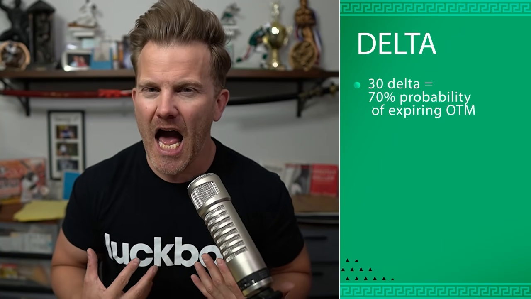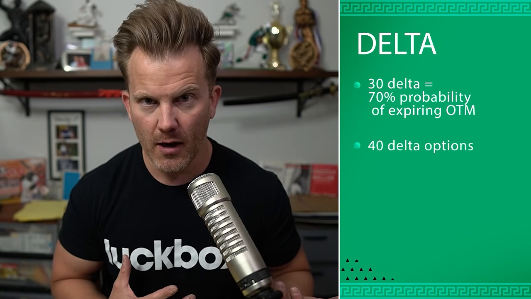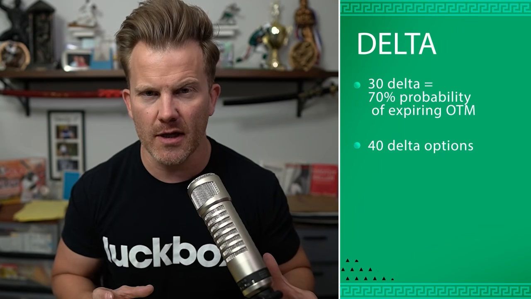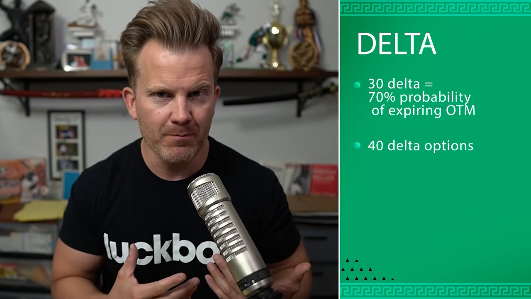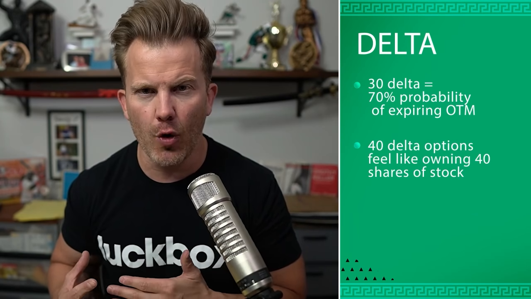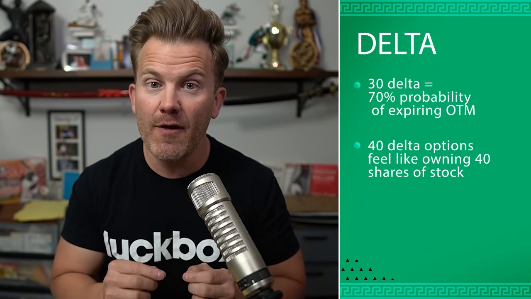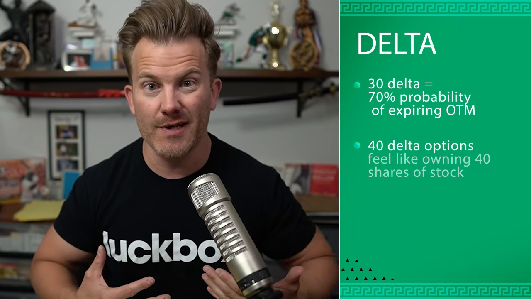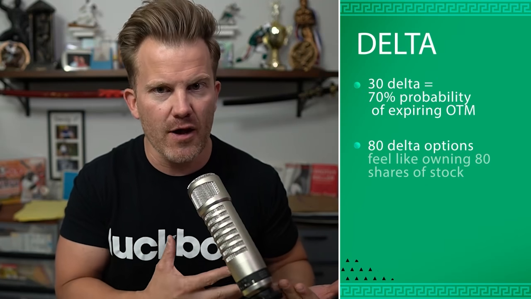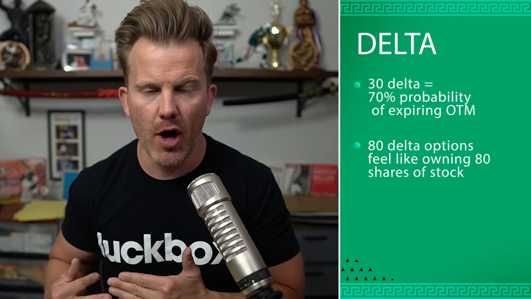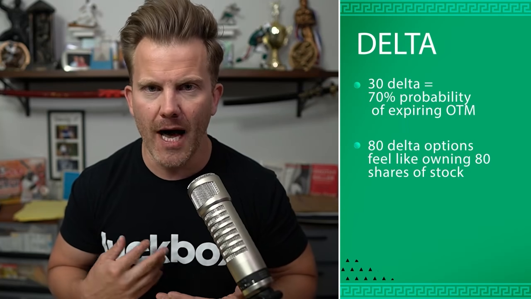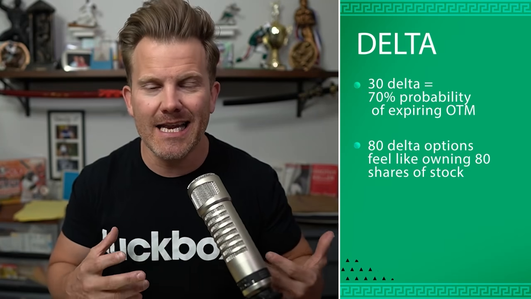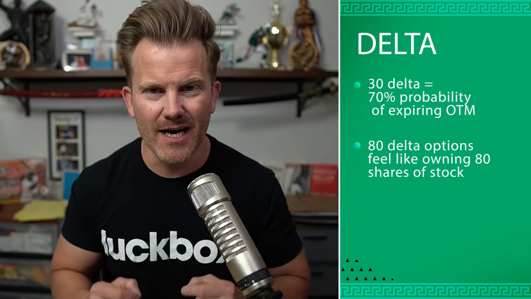Now, let's say I have a position on and the delta is 40. Well, understanding the directional bias, understanding the share equivalent helps me process the fact that this position is going to feel like owning 40 shares of stock, even though the contract is for 100 shares. Conversely, let's say that the delta was 80. Now I know this is going to feel like 80 shares of stock on a 100 share contract. So it's going to feel a whole lot more like the full contract size and the full contract weight. I can gather all of this from the delta alone.